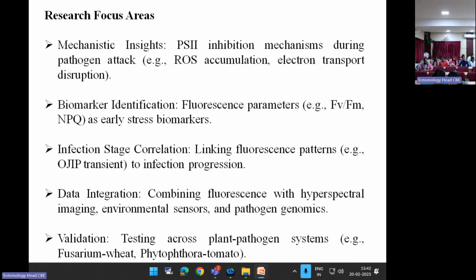So the focus of the talk here is the mechanistic insights, how photosystem 2 inhibition mechanisms take place during pathogen attack. That is how ROS accumulation takes place, how electron transport is disrupted. There is a traffic jam like situation in the electron transport, where it is concentrated at a particular step, and that reflects on symptoms. And this is the biomarker identification.